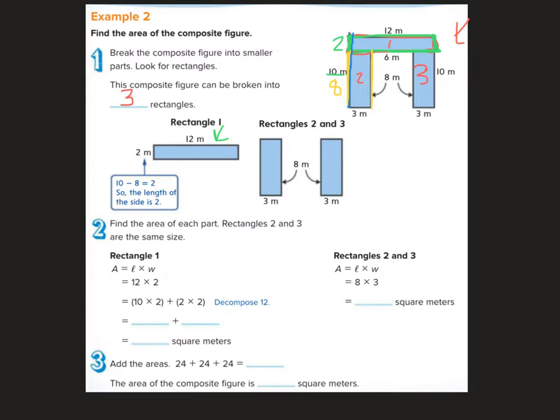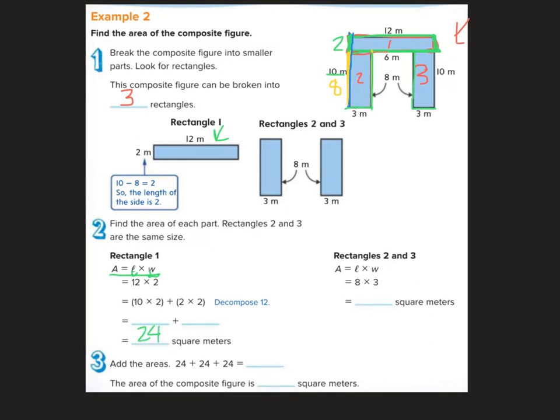And then we have our second rectangle. Our second rectangle has a side of 8 and 3, 8 and 3, and 8 and 3. Okay? So to find the area of our first rectangle, length is 12, width is 2. We can break it apart. Okay, 12 times 2, 2 12s is 24, right?